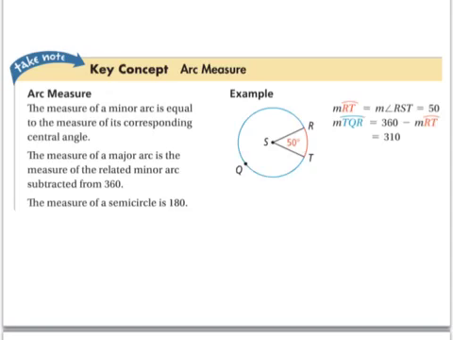However, if we were talking about arc RQT, this major arc here, we could simply take 360 degrees minus this minor arc to get 310 for the major arc TQR.